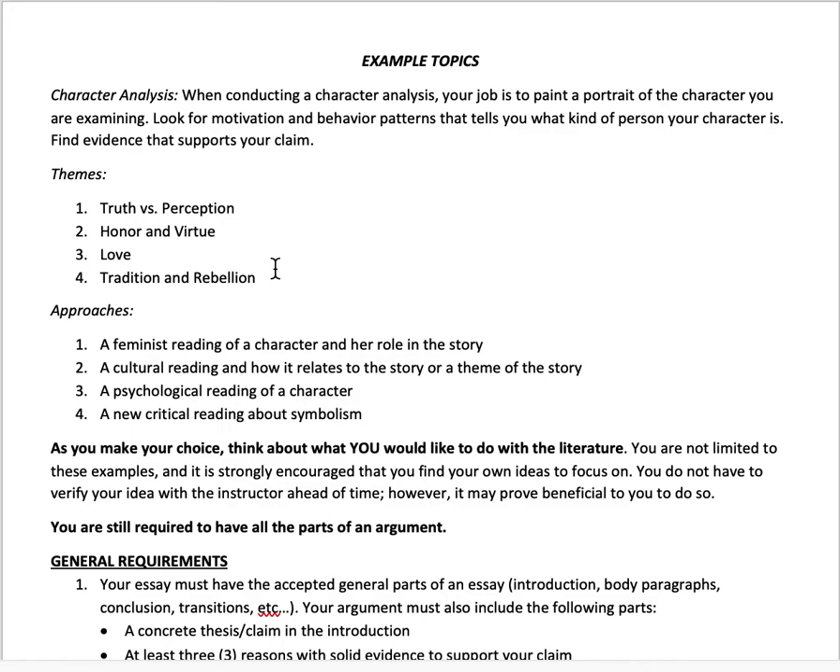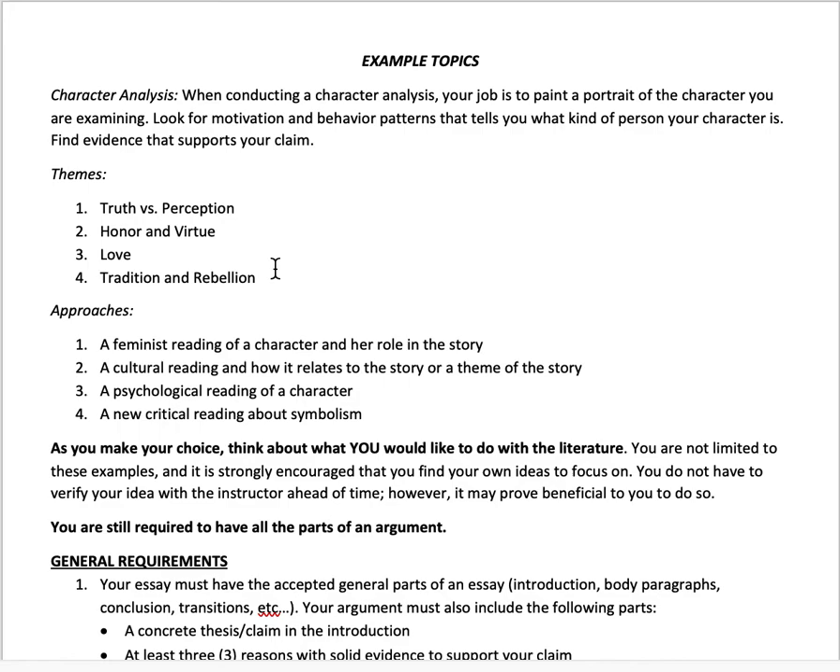I could talk about things like honor and virtue and the importance of those elements in certain characters or in certain societies. I could talk about the idea of love. What is love in this case? Is love dying for someone else? Is love, I don't know, shielding yourself from shame? There's a lot of ways you could talk about it. The ideas of tradition or rebellion in this society could be very important to this narrative.